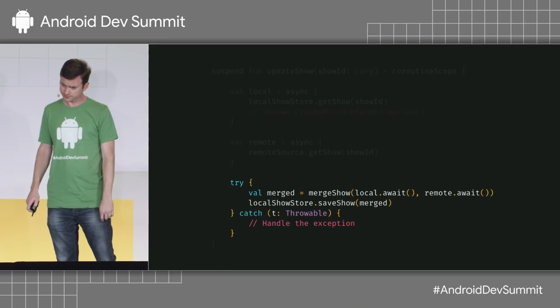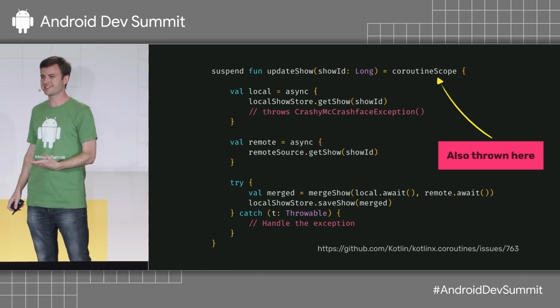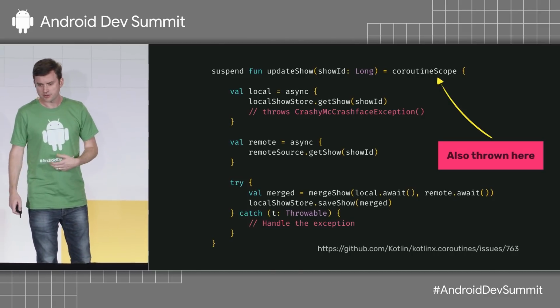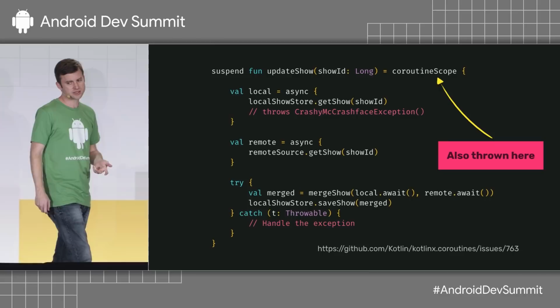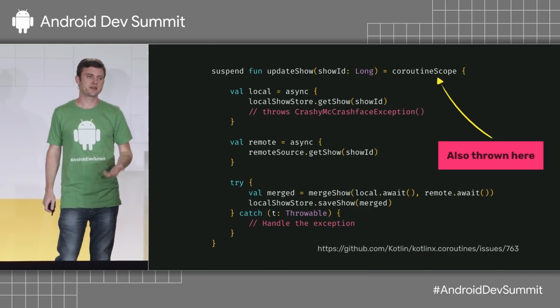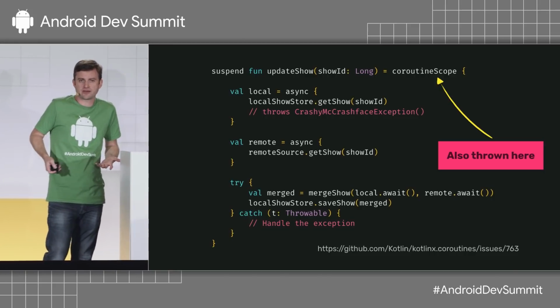and handle that error. But there's a gotcha here, and that's that async works the same way as launch in terms of how this nested job tree is handled. The deferred object that it returns is just another kind of job, and so it'll cancel the parent if it fails with an unhandled exception, just like launch does. And it'll do this even if we did an await and called it.